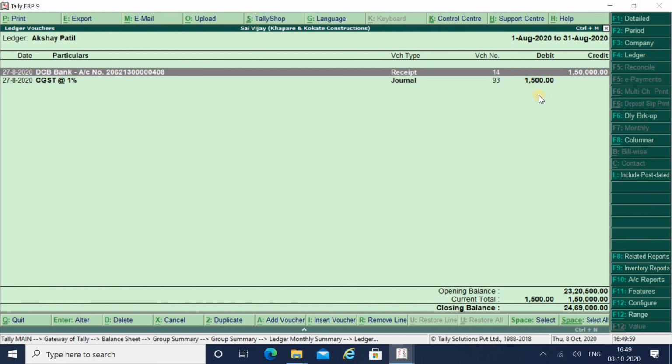So this was about how you would be making your GST entry if you are in the construction industry, and how you will be making your GST entry on advances received from your customer. Okay friends, so this was about GST entry if you are in a construction industry.